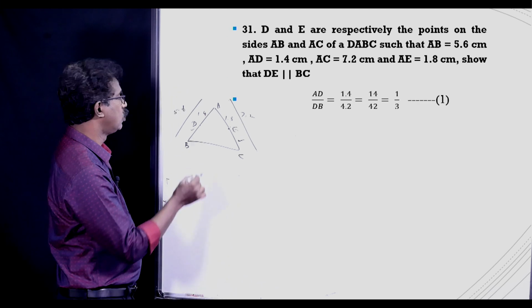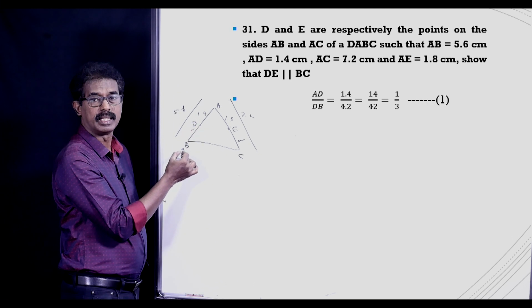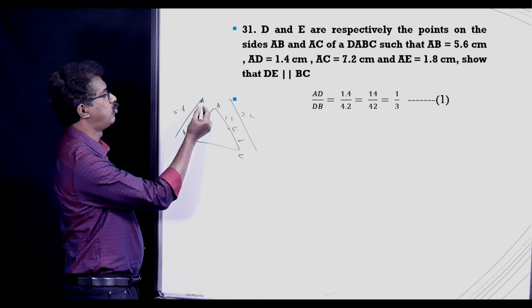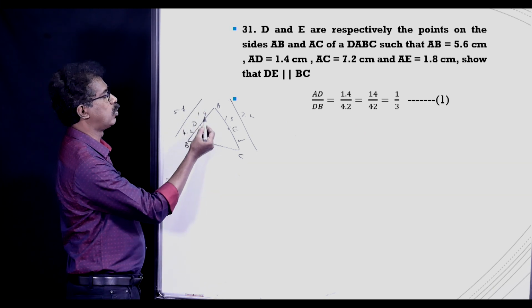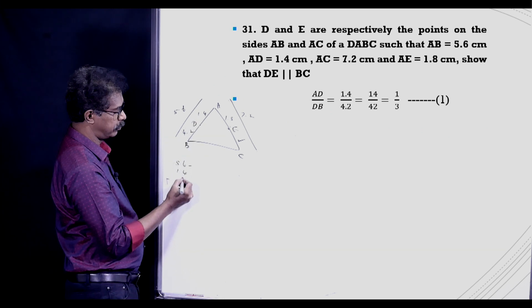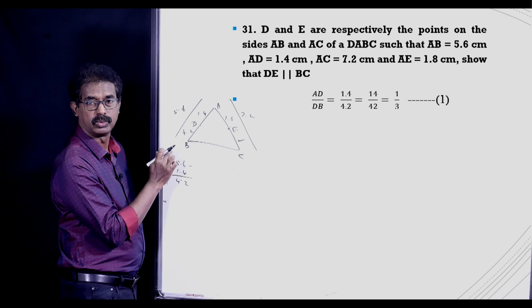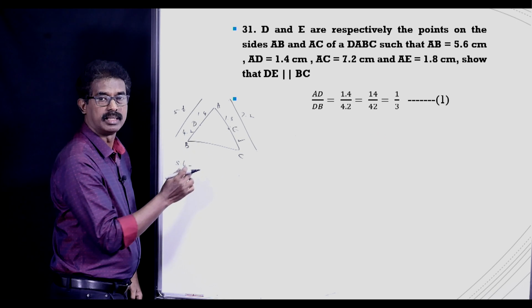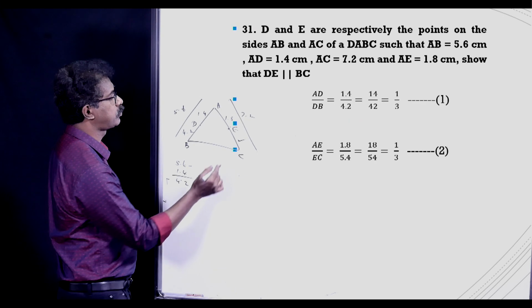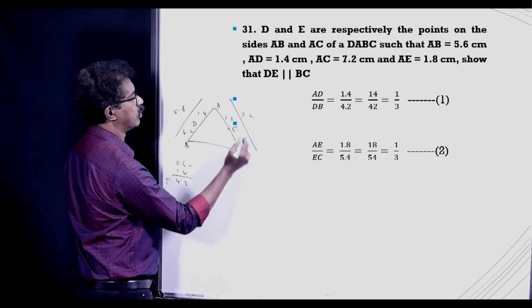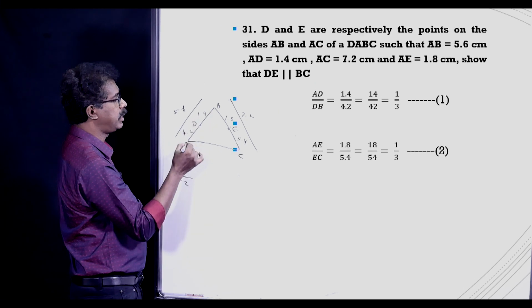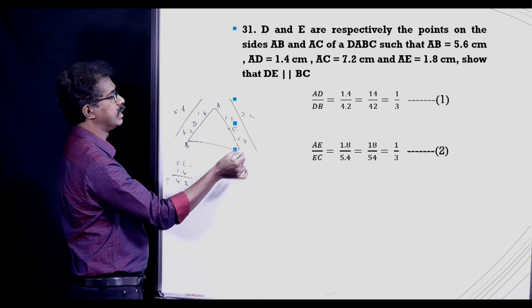So what you can do? You find AD by DB. How do we get this 4.2? The full length is 5.6 minus 1.4. 5.6 minus 1.4, you are getting 4.2. In the same way, the other one you also find out. The other side, right? This will be 5.4. 7.2 minus 1.8, 5.4. You find AD by DB, and also AE by EC.